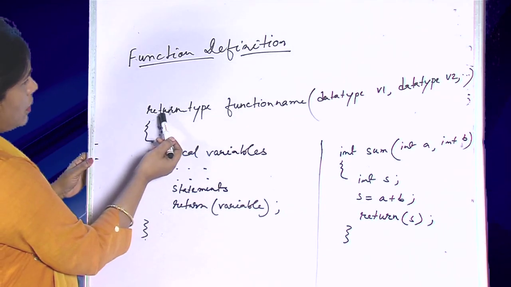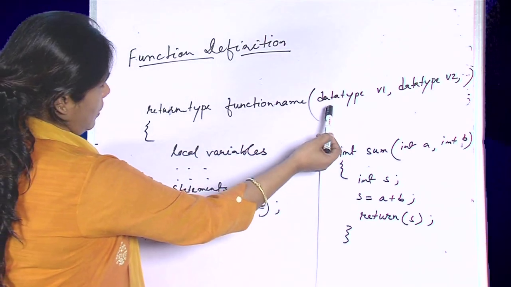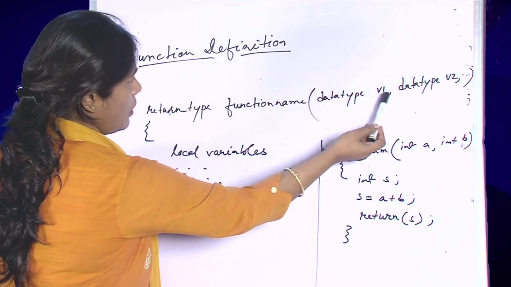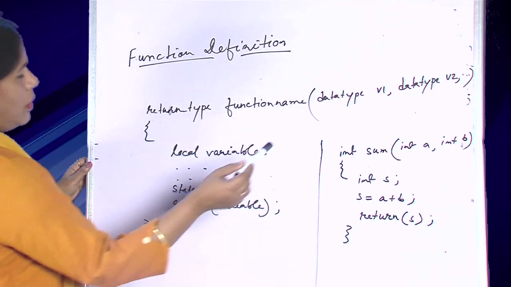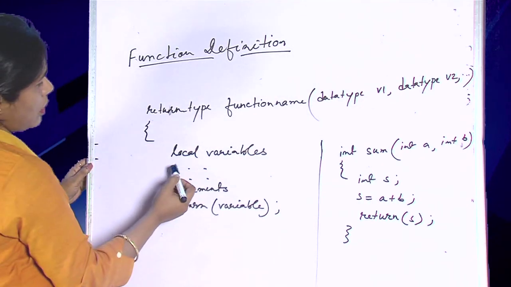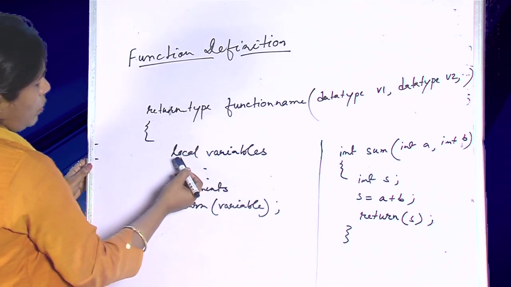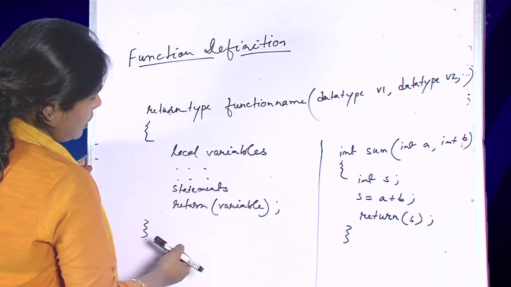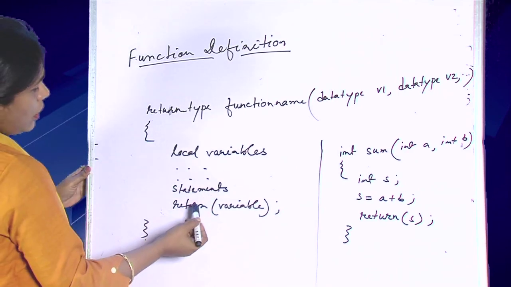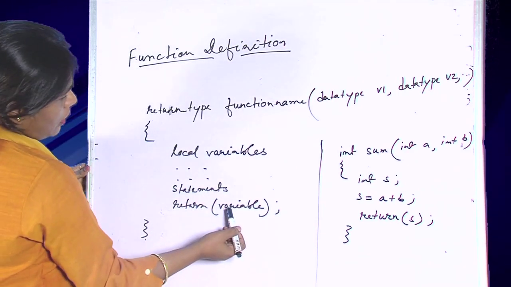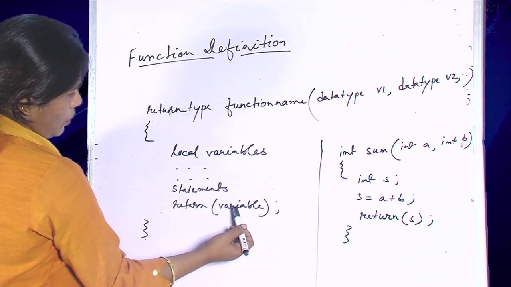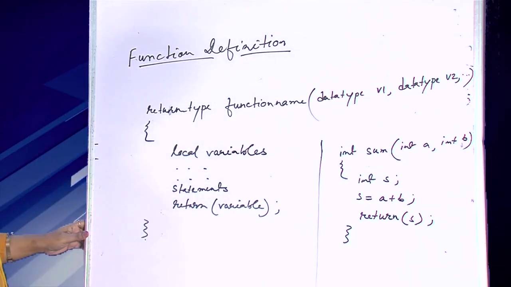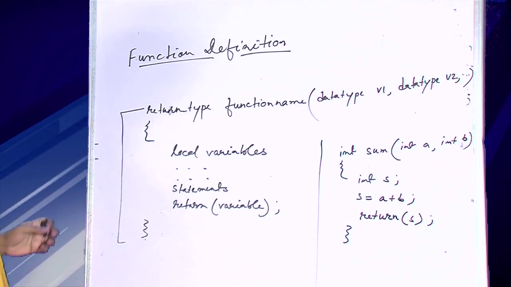First I have used return type, then function name, after that the list of parameters, data type. I have to give the data type of the parameters, data type, then variable name, data type, then variable name, like this. After that, within second bracket, I have given local variables. I have to define the local variables. Then statements inside the function, and after that, after doing the calculation or anything, the value will be returned with this statement, return statement. Then we have to specify the variable where the result is stored, and this value is returned to the call function. This is the syntax of function definition.